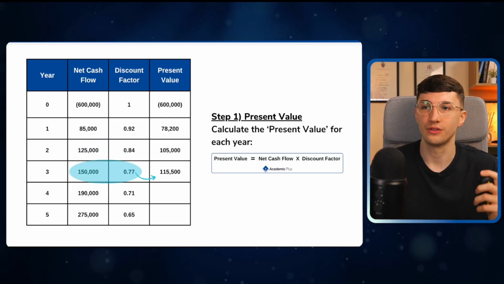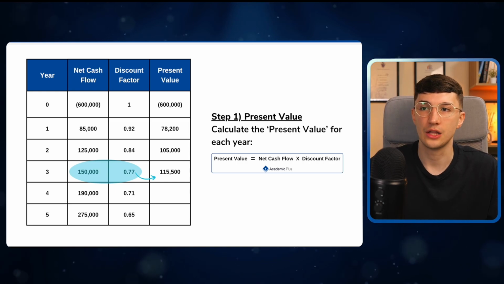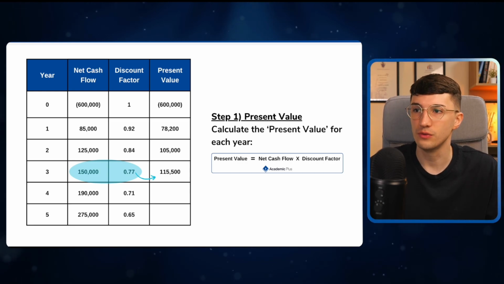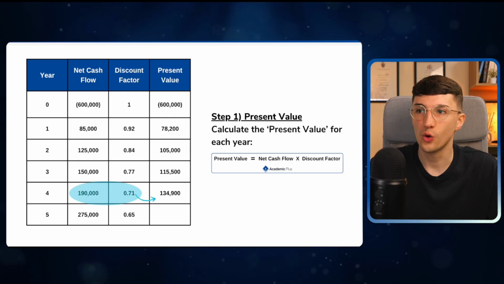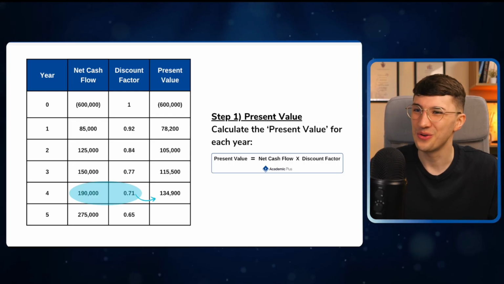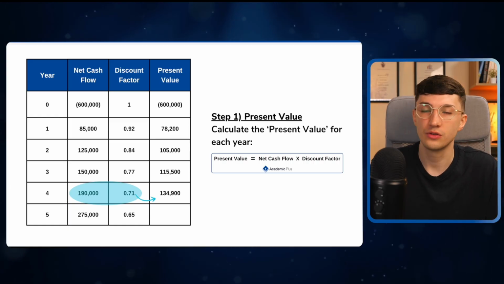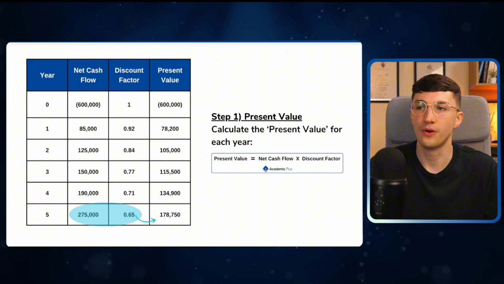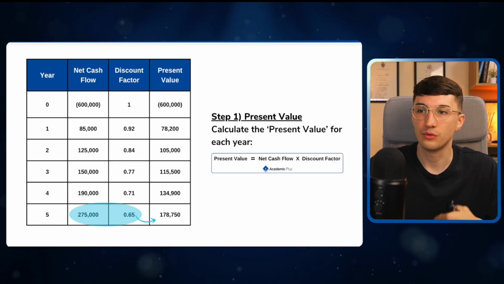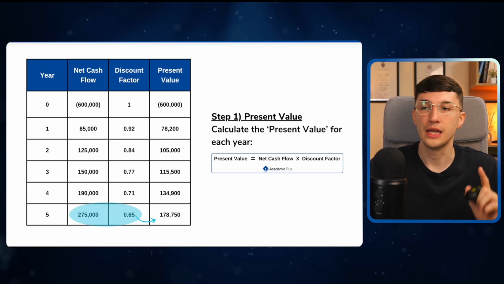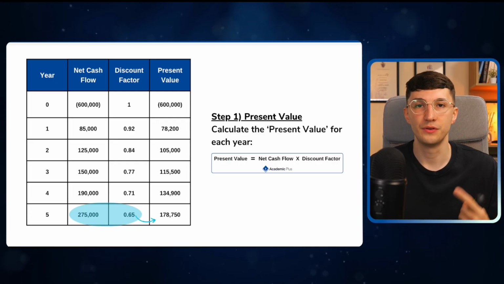150,000 times by 0.77 gives me the present value of 115,500. We do it again for year 4, 190,000 times by 0.71 gives me a present value of 134,900. And finally for year 5, 275,000 times by 0.65 equals 178,750.